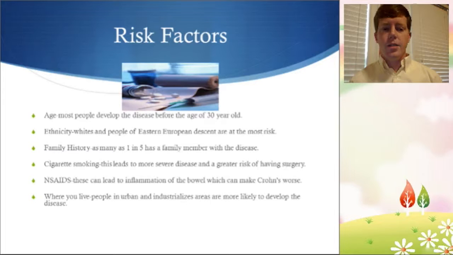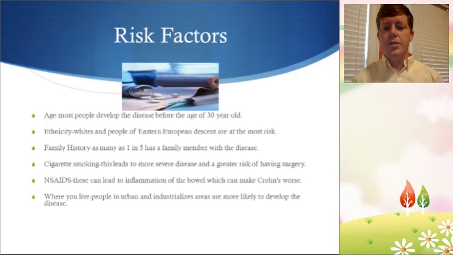The second one is ethnicity. Whites and people of Eastern European descent are at the most risk for developing Crohn's. So all the studies right now show that if you're white and you're of Eastern European descent, you're more likely to develop Crohn's than other races.